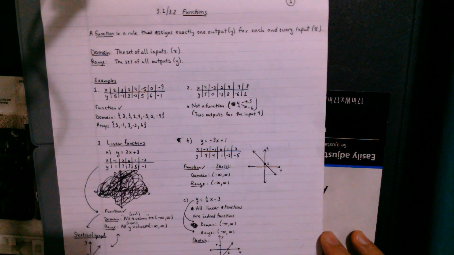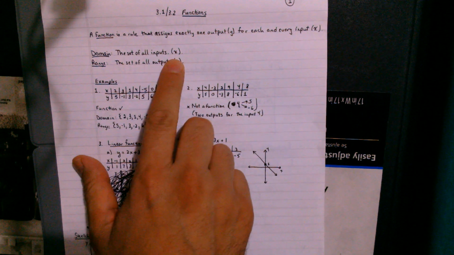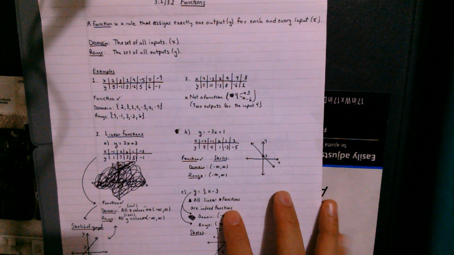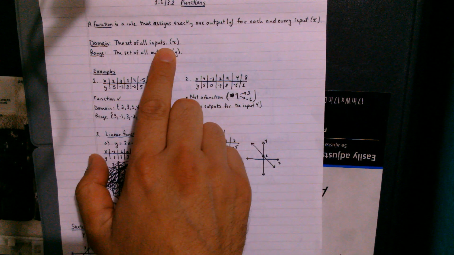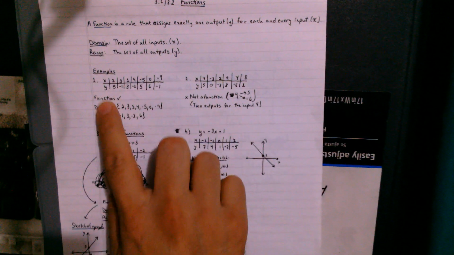Okay, I'm going to walk you guys briefly through chapters 3 and 4, just functions. A function is a rule that assigns exactly one output for each and every input. The set of all inputs is your domain, and the set of all outputs is your range. Your domain is all your x's, your range is all your y's.